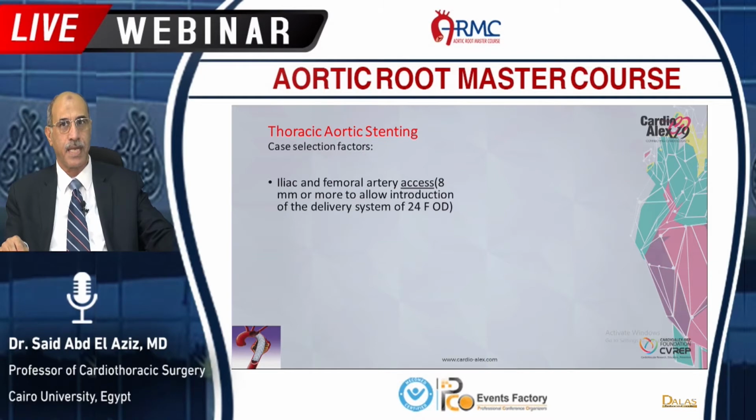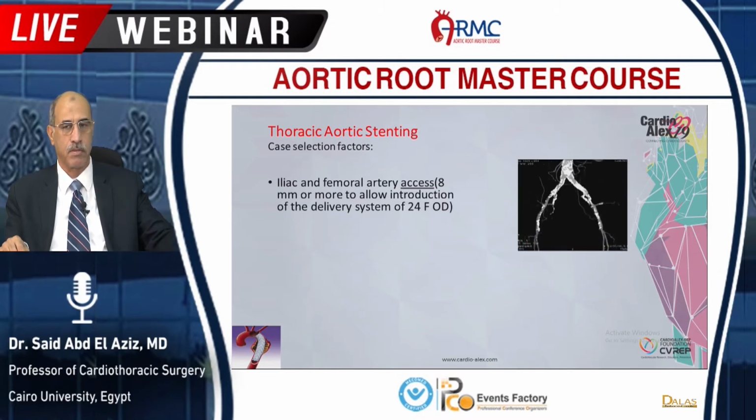Another factor in case selection is the access where we are going to introduce our stent. The iliac and the femoral arteries access should be more than 8 millimeter in diameter, and also should not be calcified. Here, look at this CT scan, heavily calcified femoral arteries and iliacs and infrarenal descending aorta.